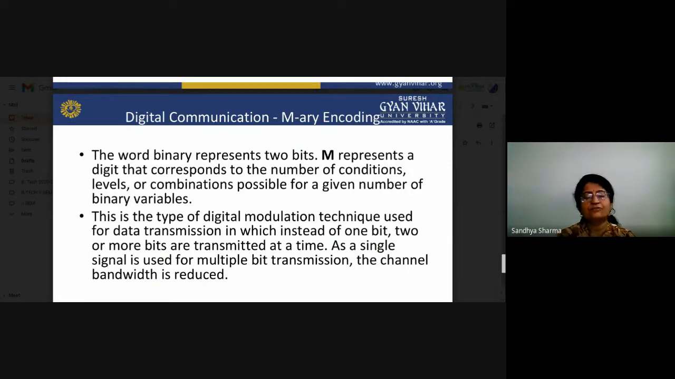If you have three bits, or you want to take combinations or symbols of three bits, then that is equal to 2 raised to the power of the number of bits you are working with, and then you get the exact number of symbols. This is a type of digital modulation technique generally used for data transmission. One bit, two bits, or more bits are transmitted at a time. As a single signal is used for multiple-bit transmission, the channel bandwidth is reduced.